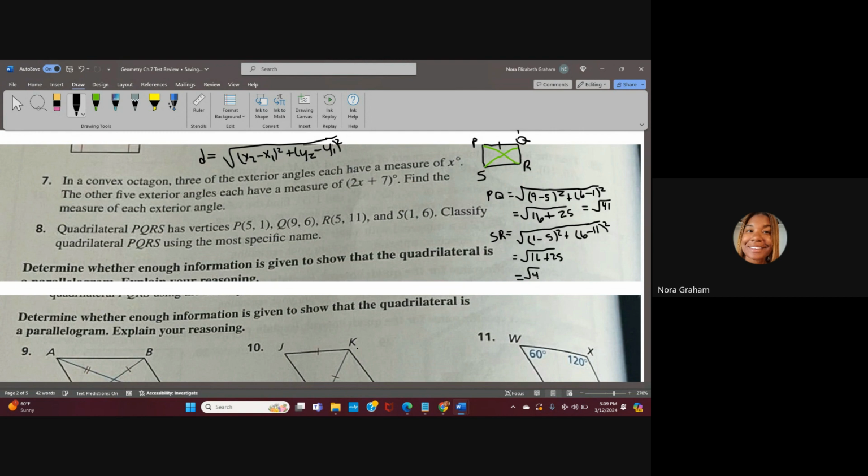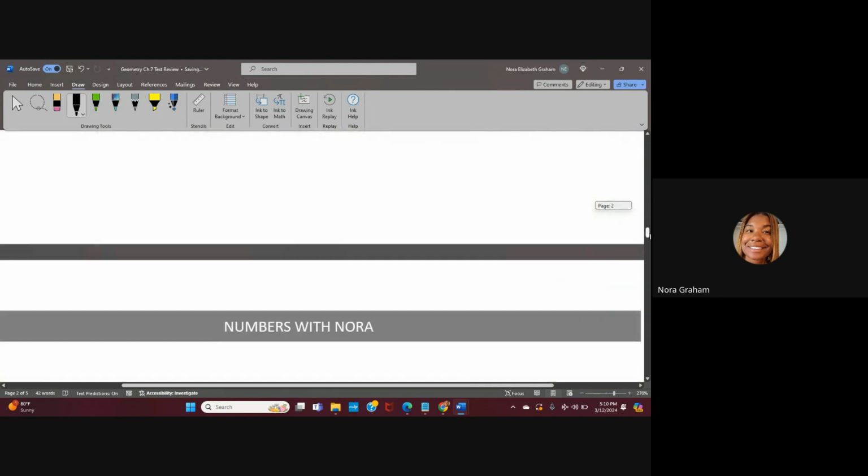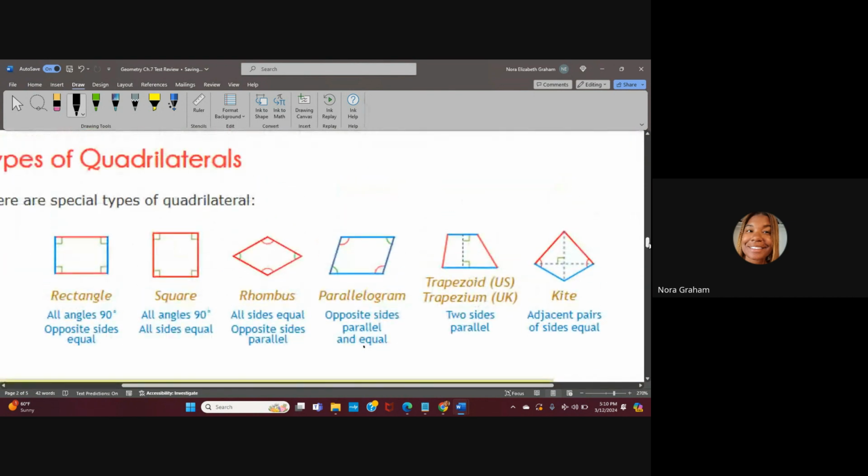So that shows that at least these two sides are congruent. All right. And it's up to you guys to find PS and QR. Just as a spoiler alert, those are also equal to square root of 41. So that means that all my sides are congruent. All right, so since all my sides are congruent, this can be a rhombus or a square.